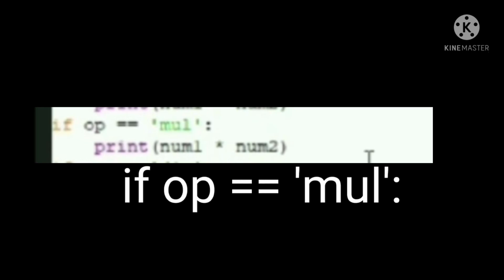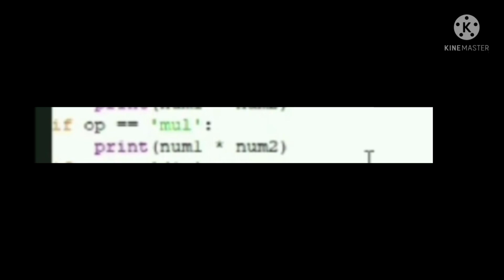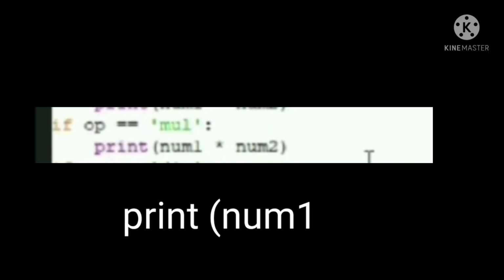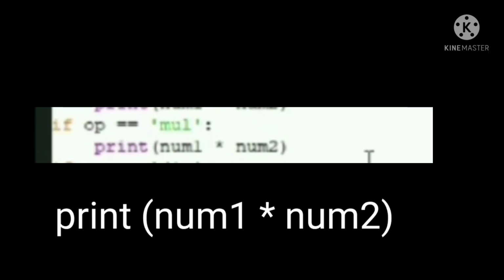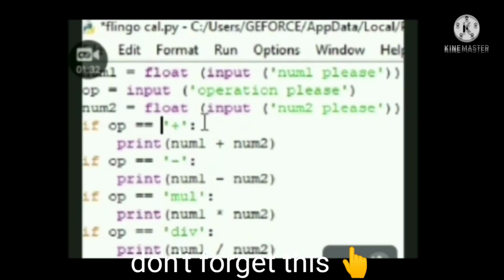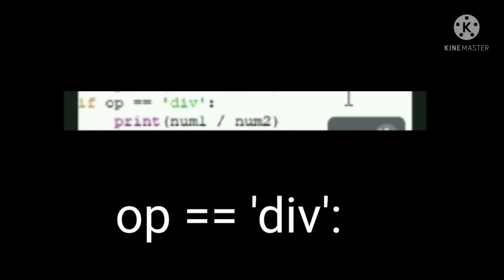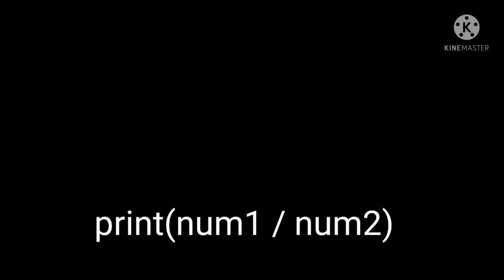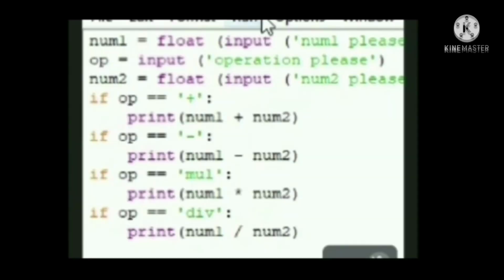Multiplication type. If op equal to something like mul, then print num1, the multiplication sign, num2. Division time. Like multiplication, op equal to div, print num1 slash, which is the division sign on computer, num2. Now our calculator is ready.